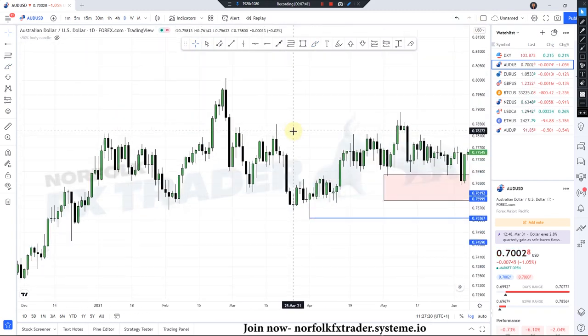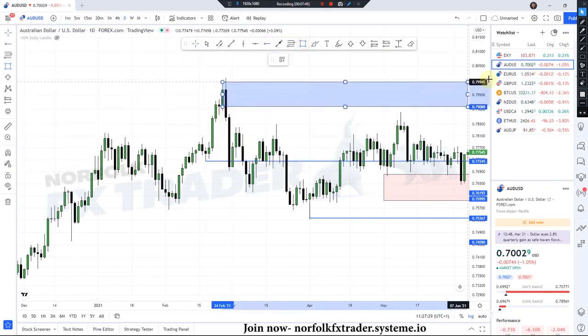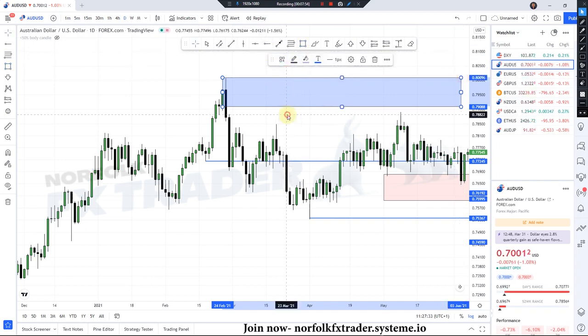Just went through on that monthly time frame. You're looking for where the market's going to break that structure. We break structure here to the downside. Now, we have an area here of supply. So we have an area of supply left behind.